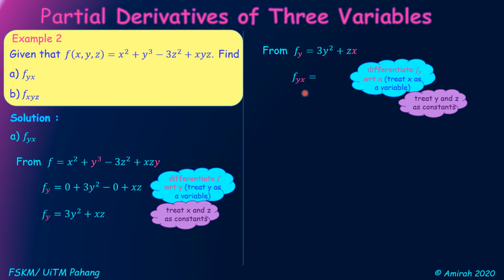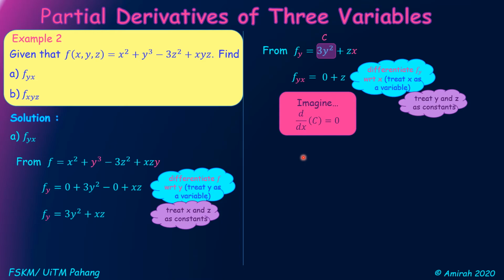From here, when we differentiate 3y squared, y we treat as a constant, so 3y squared equals a constant. And then to differentiate a constant, we just imagine we want to differentiate a constant with respect to x. So the answer equals 0. So that's why we get this.